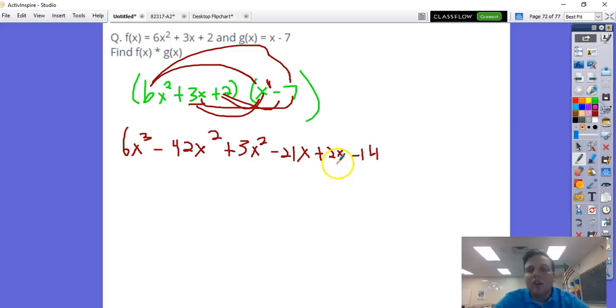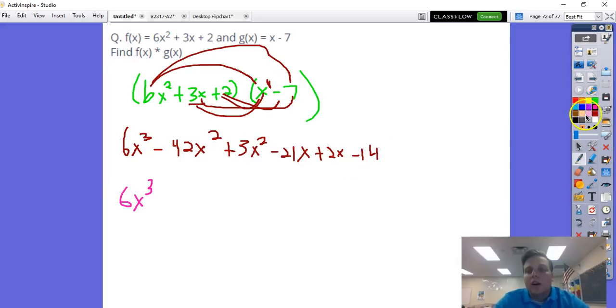So I start off looking for the variable with the highest exponent. So I look across this thing and I say, okay, x cubed. That seems to be my variable with the highest exponent. Are there any other x cubes? No. So I first write down 6x cubed. Now I want to go down to x squared.